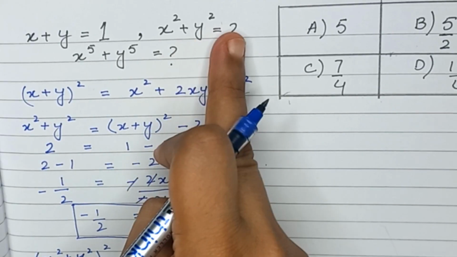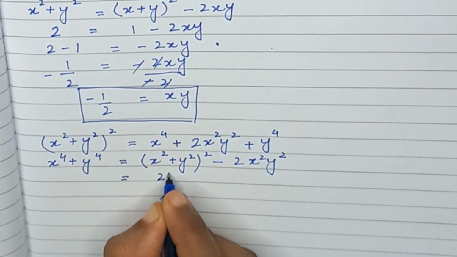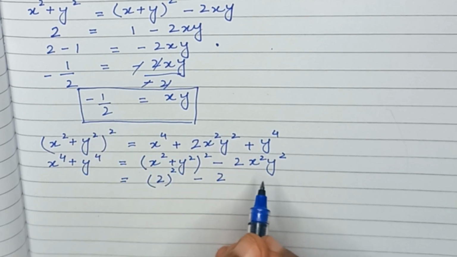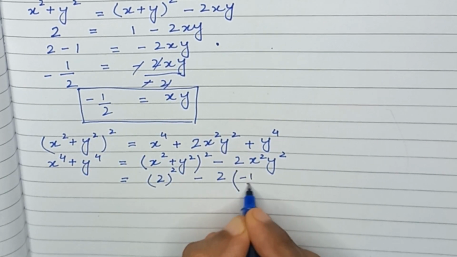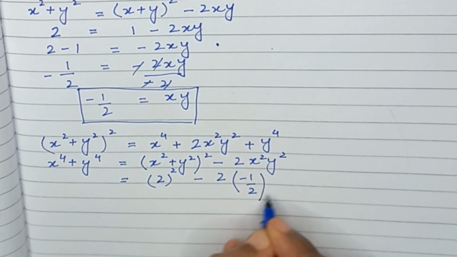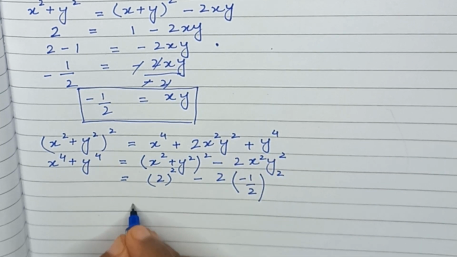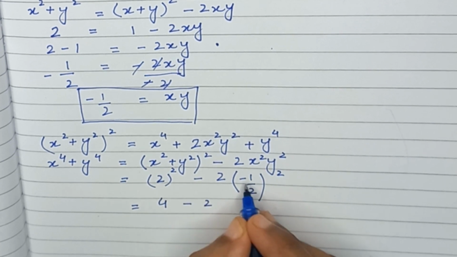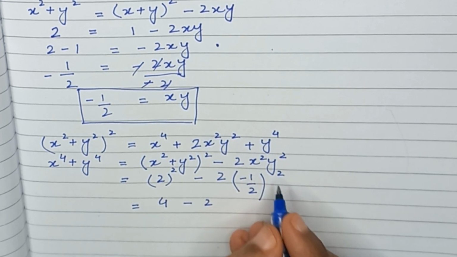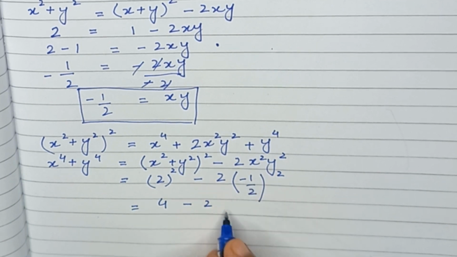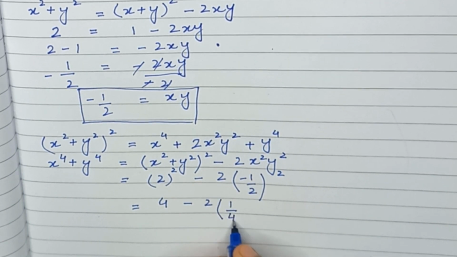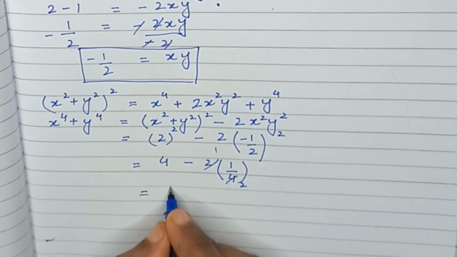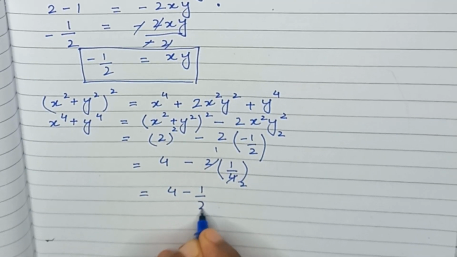So x square plus y square is equal to 2, so it will become 2 square minus 2 times xy square, where xy is minus 1 divided by 2. So minus 1 divided by 2, and here we have the square, so we will take the square. So 2 square is equal to 4 minus 2 times negative 1 divided by 2, squared. Negative into negative will become positive. So 1 square means 1 and 2 square means 4. So 2 times 1 is 2, 2 times 4 is 8. So from here we have 4 minus 1 divided by 2.